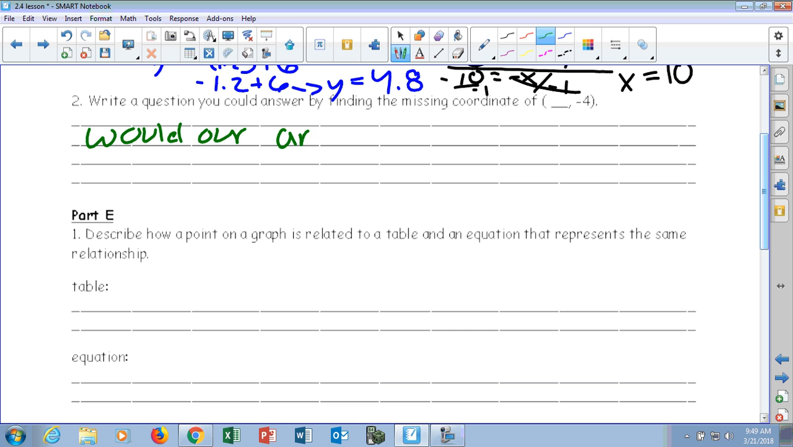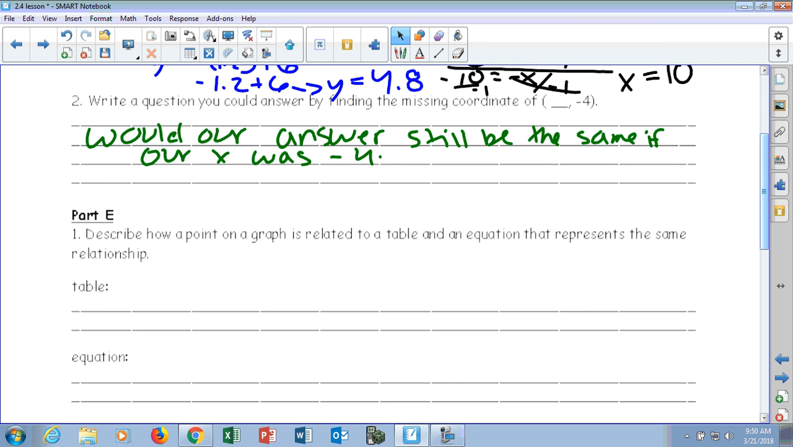Would our answers still be the same if our x was negative 4? Oh, that should be a question, not a period. Okay. Good job.